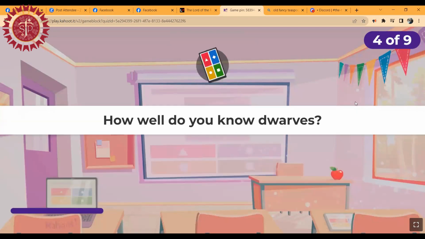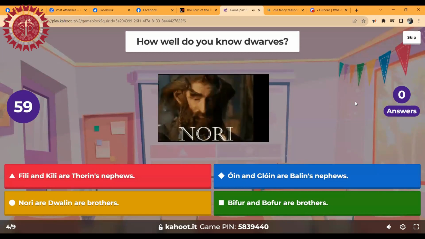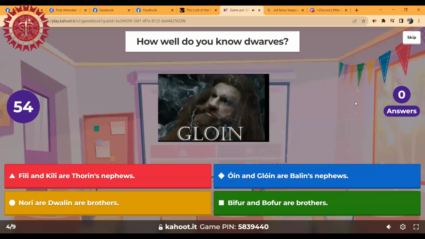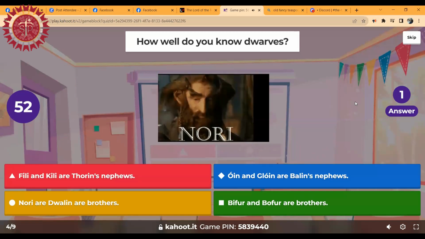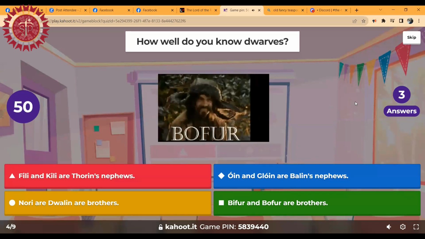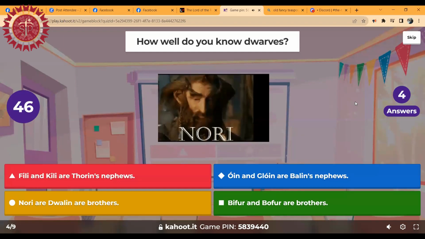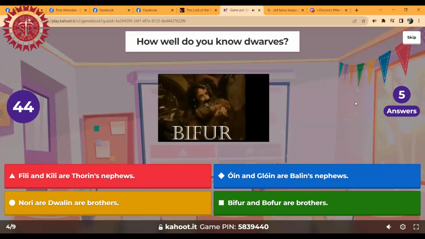All right, next question. How well do you know dwarves? So which one is correct? Fili and Kili are Thorin's nephews. Nori and Dwalin are brothers. Oin and Gloin are Balin's nephews. Or Bifur and Bofur are brothers.